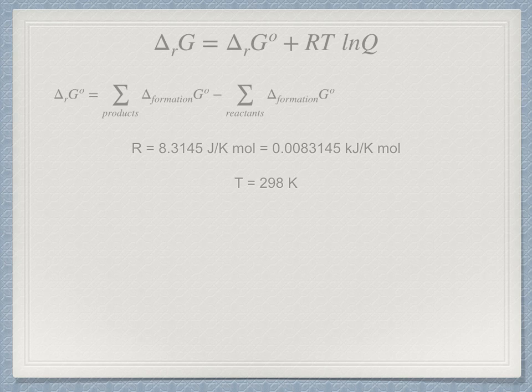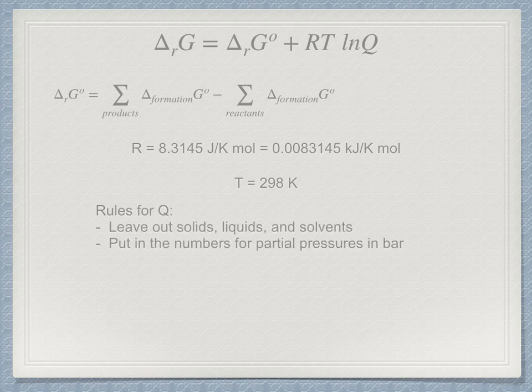Then we just need Q. As before, insert the values for the given conditions. Leave out solids, liquids, and solvents by noting or assuming they have the value of 1. Put in partial pressures using just the number in bar, no units. Put in concentrations using just the number in molarity, no units. Calculate delta G reaction to know where on the extent of reaction curve the system finds itself, and you will then know which way it is moving in order to reach equilibrium.